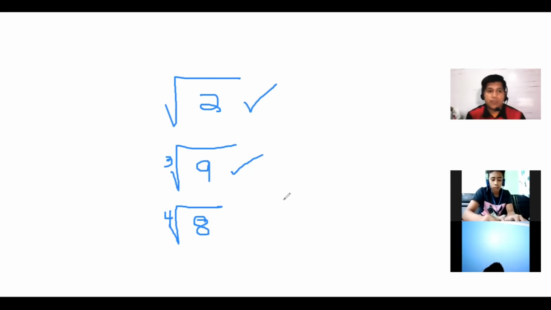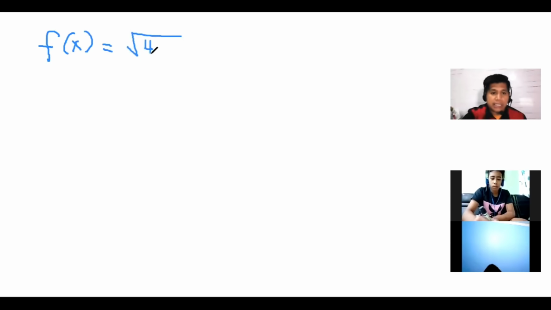So for example, you have your fifth root, you have your seventh root, you have your ninth root, etc. Okay, so now let's proceed with our example number 1 on page 34 of your book. Find the indicated function values of the function. Our function is f of x equals the square root of 4x minus 3.